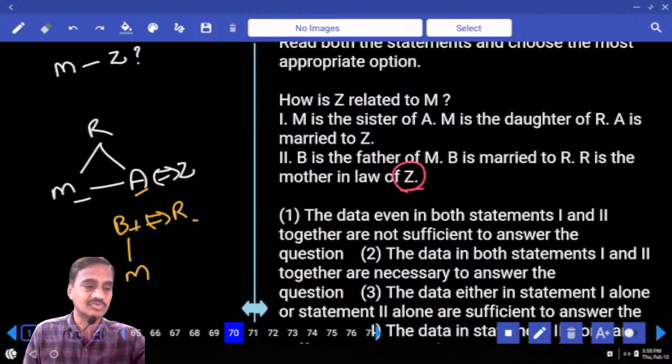Hence, by combining this one also, we cannot determine the answer. Even both the statements together are not sufficient, choice one.